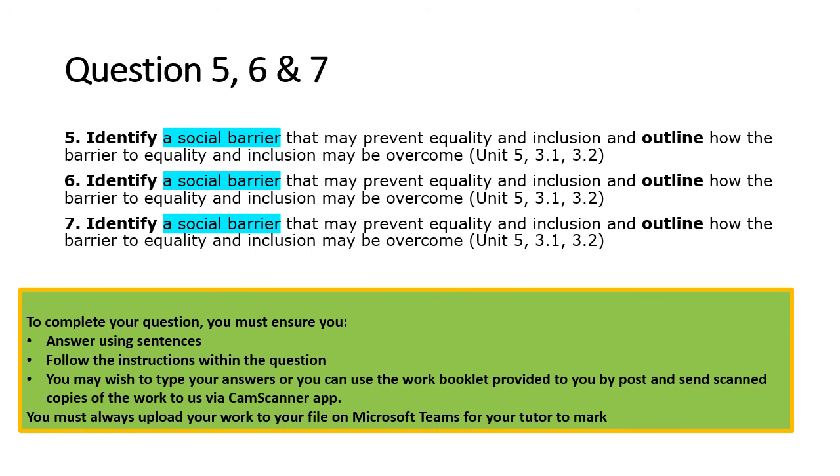So question 5, question 6 and question 7, all three are the same question, and with each one you need to identify a social barrier that may prevent equality and inclusion and then outline how the barrier to equality and inclusion may be overcome. So think of some of the examples we've talked about, but also think of some of your own, and you need to do these 3 social barriers in total, so 1 for 5, 1 for 6 and 1 for question 7.